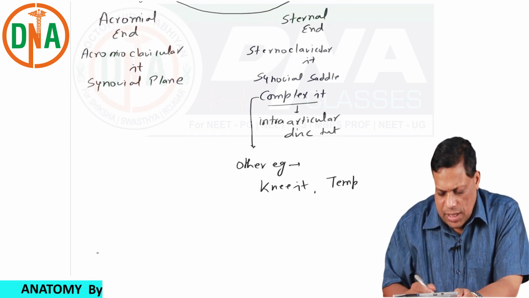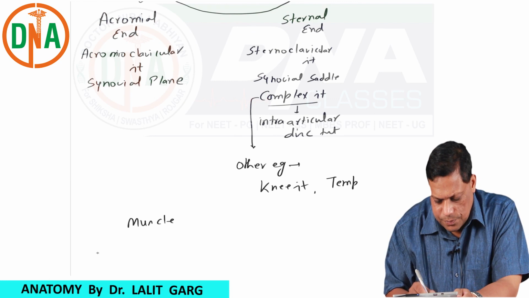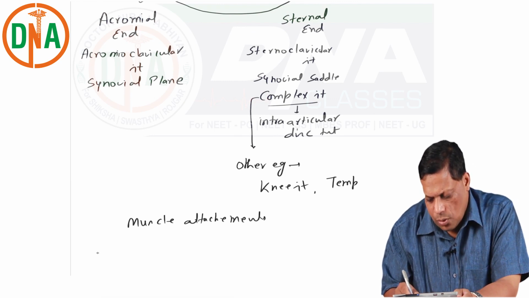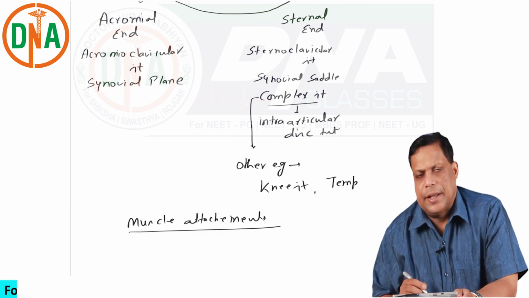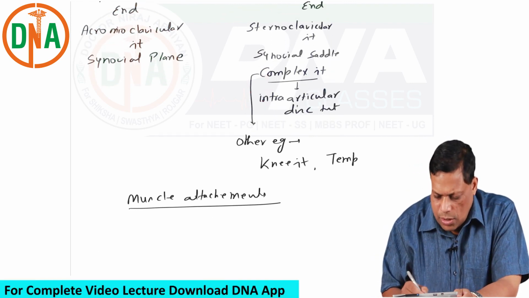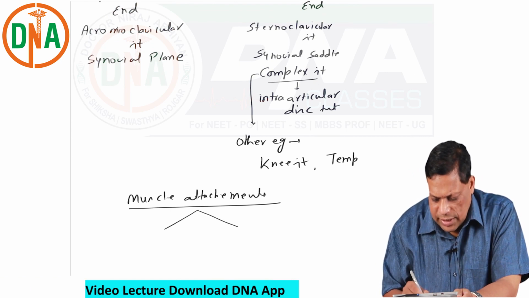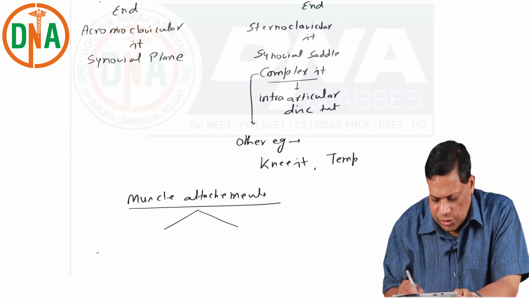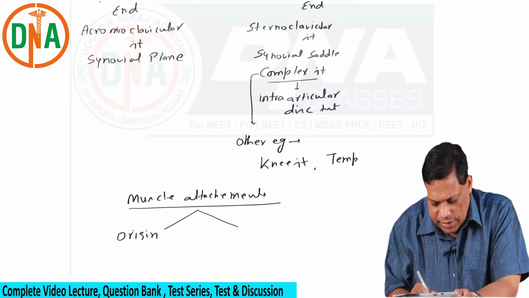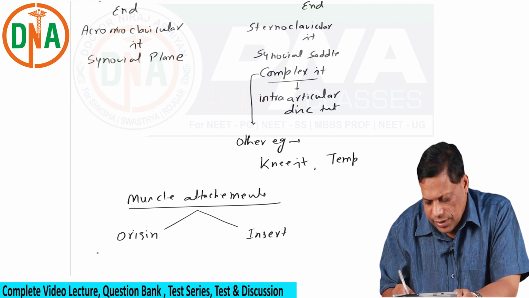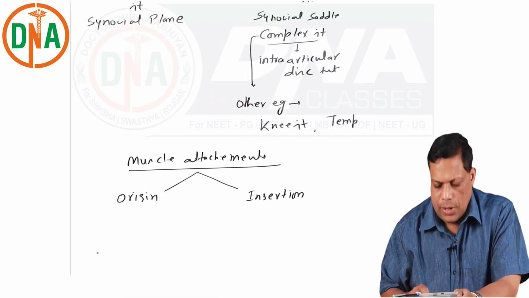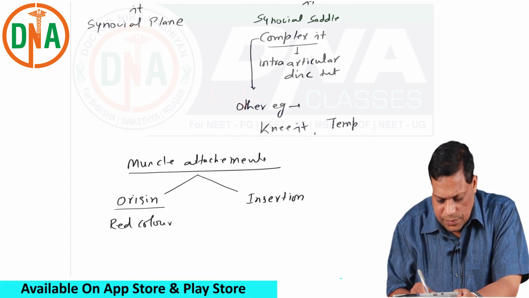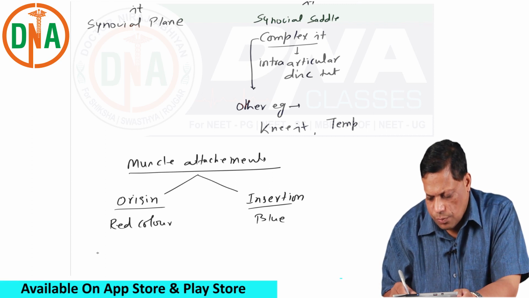Now the next point is the muscle attachment. What important muscle attachments are present in the clavicle bone? As I told you, muscle attachments mean the attachment of skeletal muscles. We divide these muscle attachments into two categories. Number one, origin. Second one is the insertion. Origin is shown with red color. Insertion is shown with blue color.